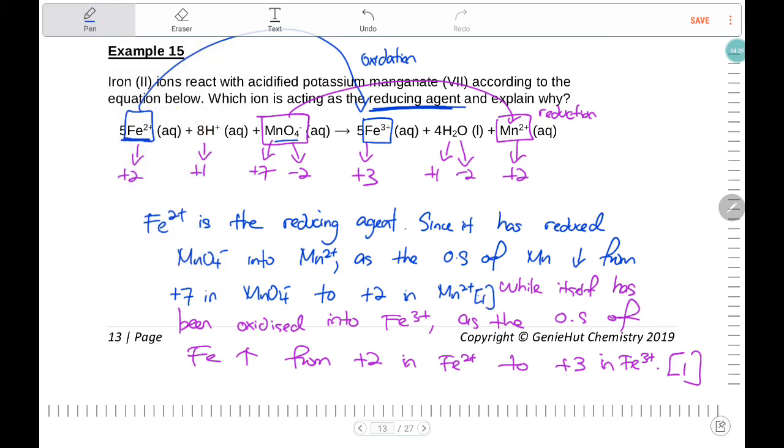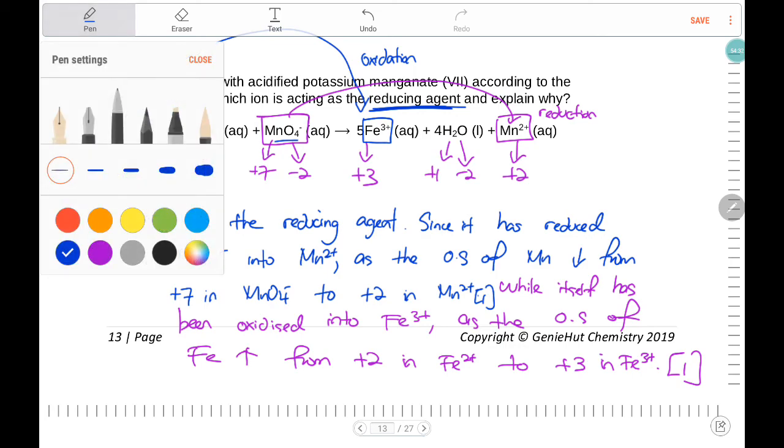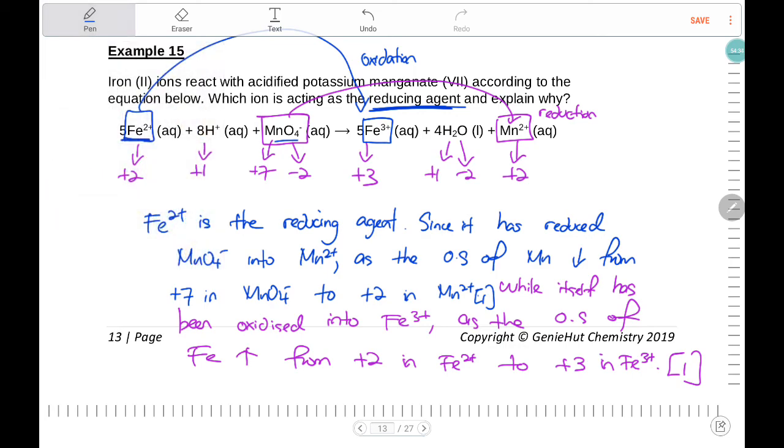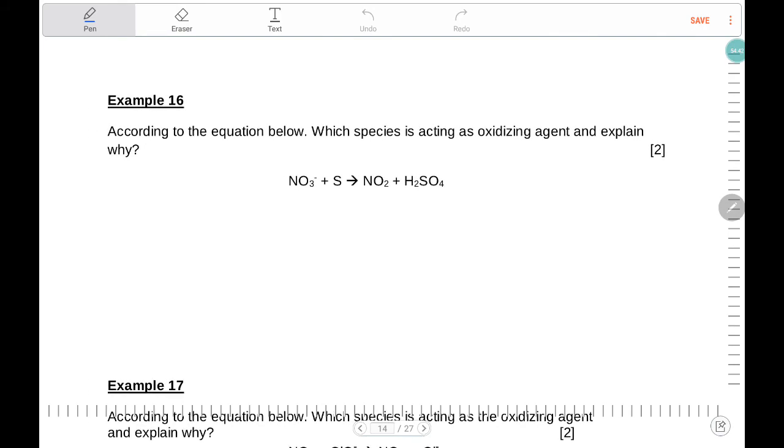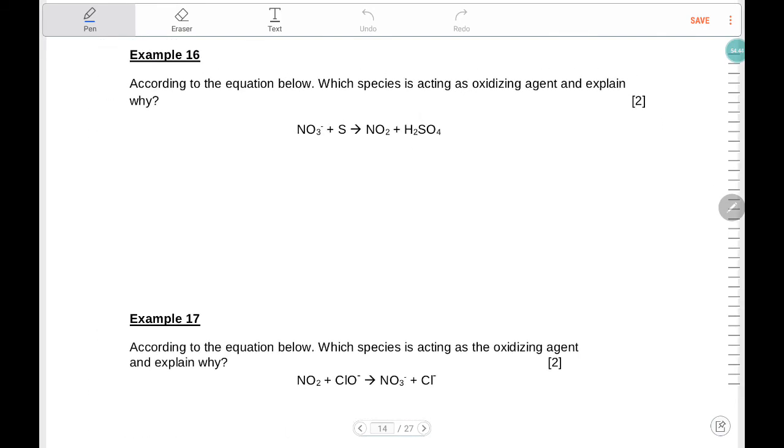So depending on the mark of the question, we give the answer, right? If it's 1 mark, we can just give the more important definition, the first part. If it's 2 marks, we give both. Okay, for 16 and 17, you would try it and I'll give you the answer in class, okay?